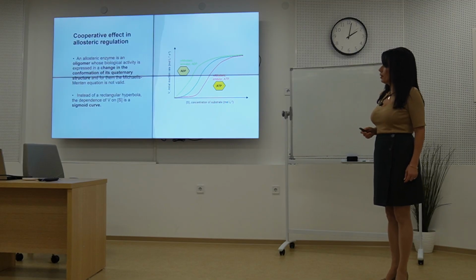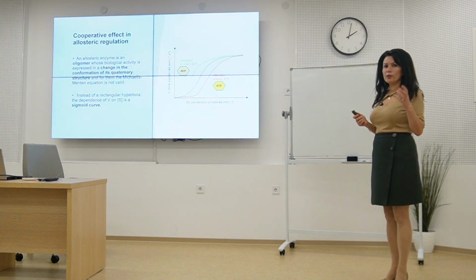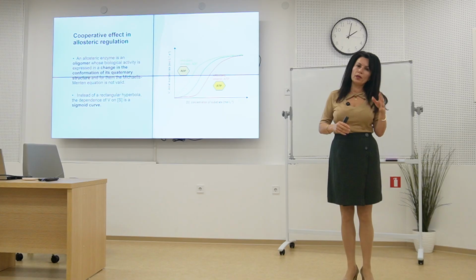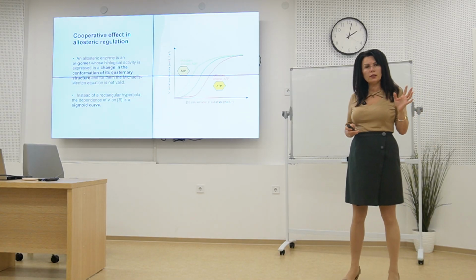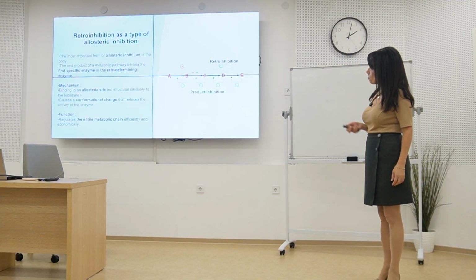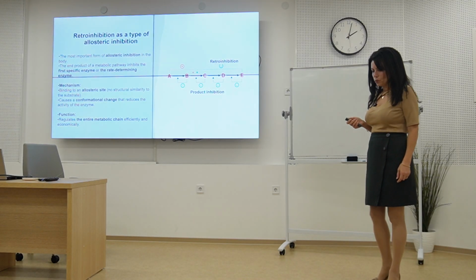And the reason is the cooperative effect between subunits. Because quaternary structure means more than one subunit, more than one polypeptide chain, connected to each other with non-covalent bonds. Retroinhibition is a type of allosteric inhibition.